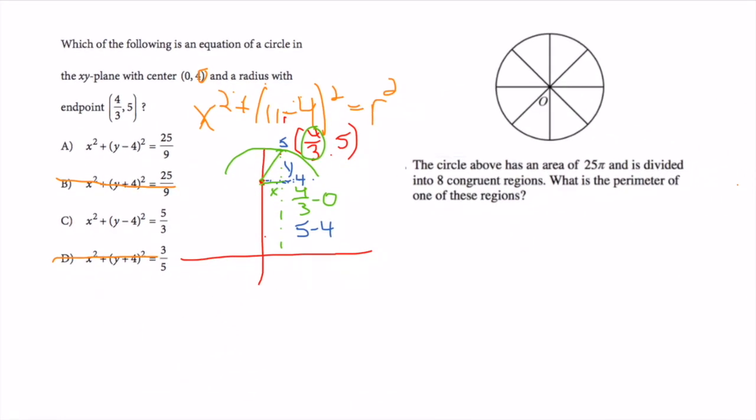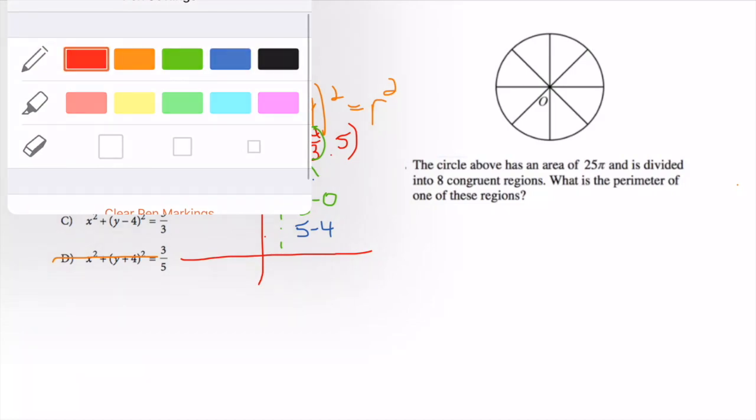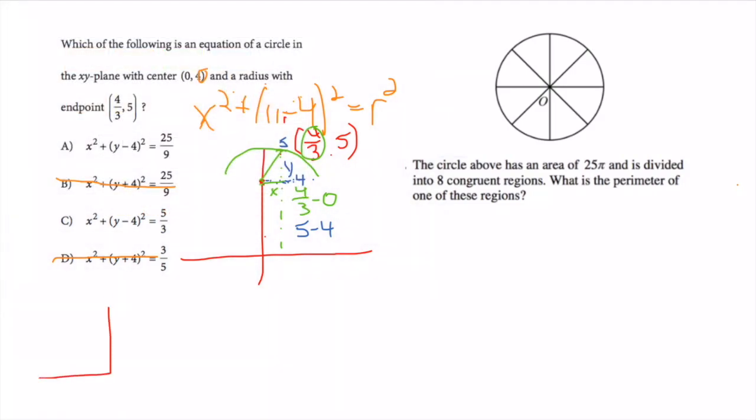Okay, so what I just made was a triangle. This is the radius. Okay, this is the y coordinate, which is 1. This is the x coordinate, which is 4/3. Okay, so I just made a right angle triangle. Okay, and now I can find the radius.